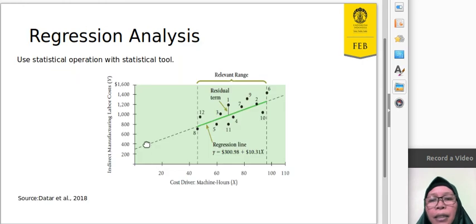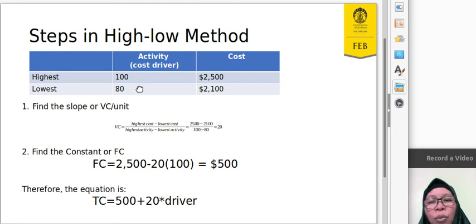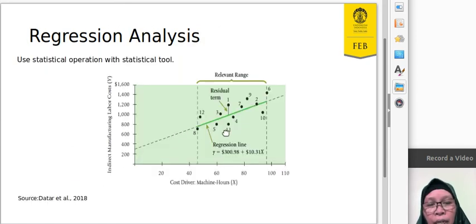Okay, the next method is regression analysis. For the regression analysis, we plot all of the data. Compared to the high-low method, where we only use two items, the highest and the lowest of activities, by using regression analysis we use all of the information, we plot it in the data, and then using a statistical tool, we can come up with the cost function. The statistical machine finds here that the total cost is 300.698 plus 10.31 x. So this is the cost function that we got using the regression analysis.